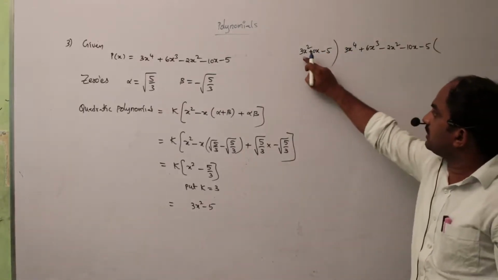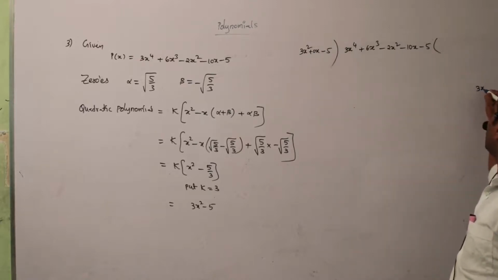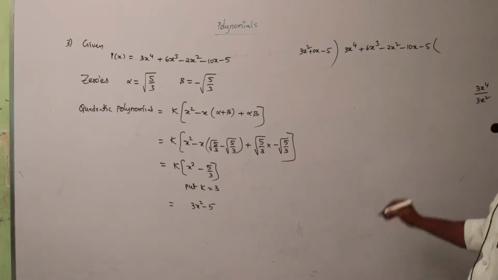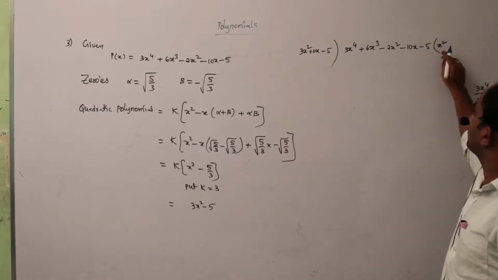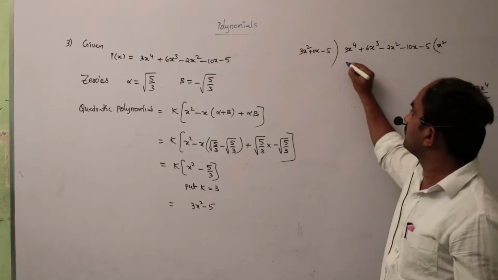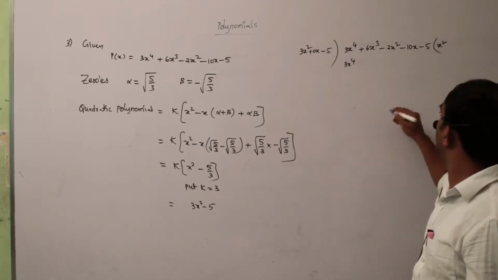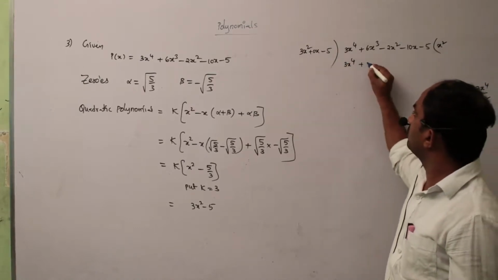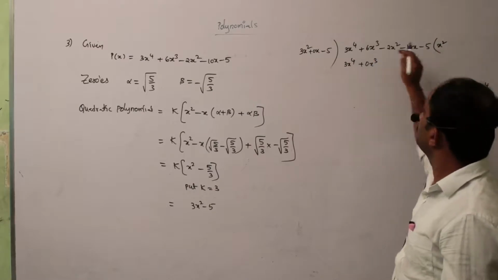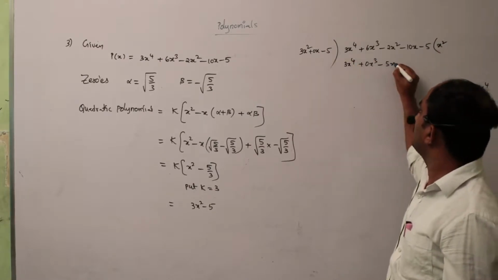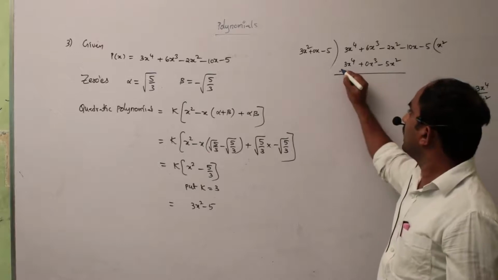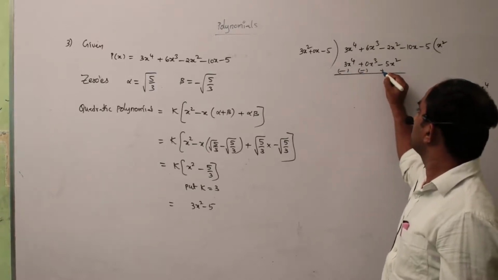Here first term by first term. The first term, 3x to the power of 4, by the first term 3x square. So the result term is x square. X square into 3x square, we get 3x to the power of 4. X square into 0, we are getting 0x cube. X square into minus 5, minus 5x square.